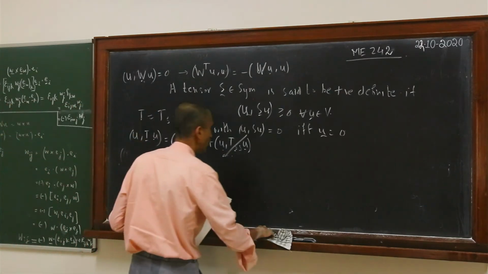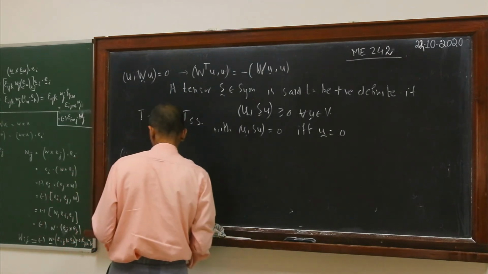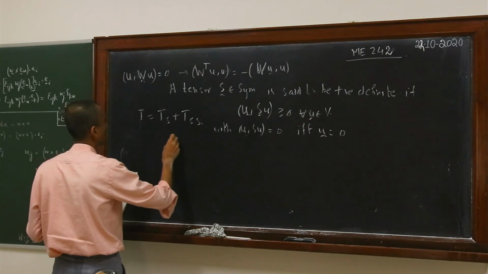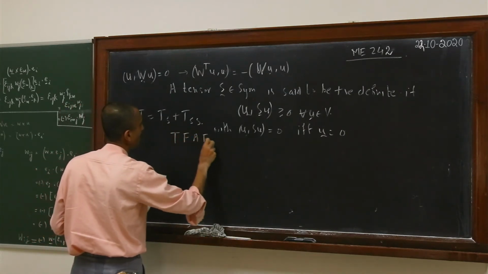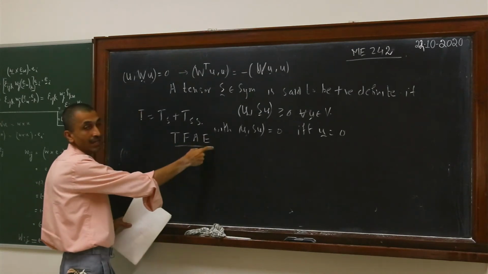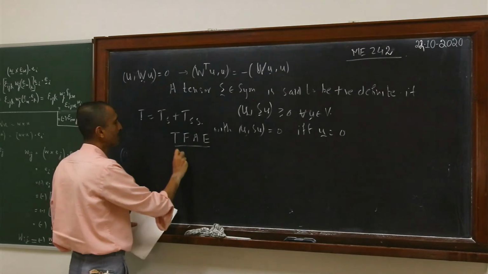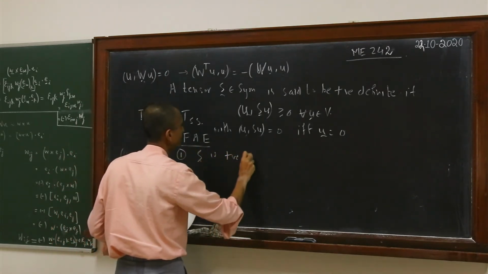Now let us look at some characterizations of a positive definite symmetric tensor. We have the following theorem. The following are equivalent, TFAE, where TFAE stands for the following are equivalent. One: S is positive definite.